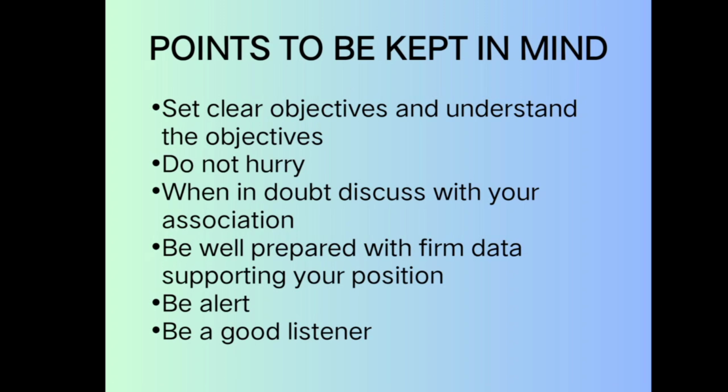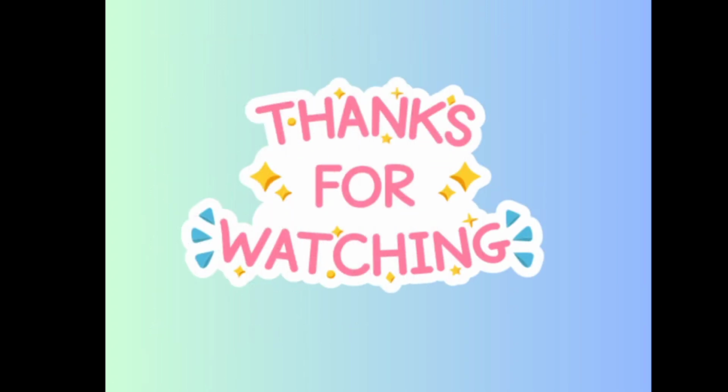Next are points to be kept in mind. Set clear objectives and understand the objectives. Do not hurry. When in doubt, discuss with your association. As a representative, I will discuss with my group whatever decision we have taken, and I will represent all these points to the group. So this is in simple terms about collective bargaining.